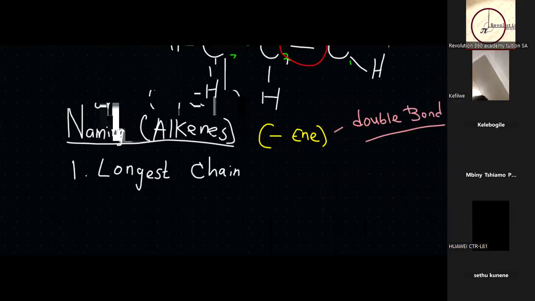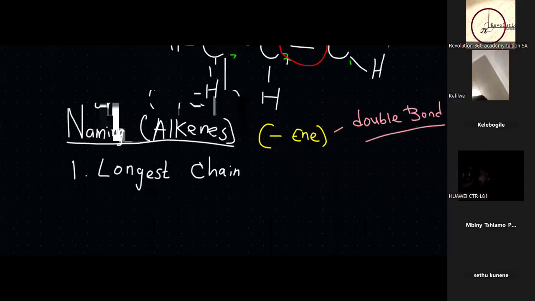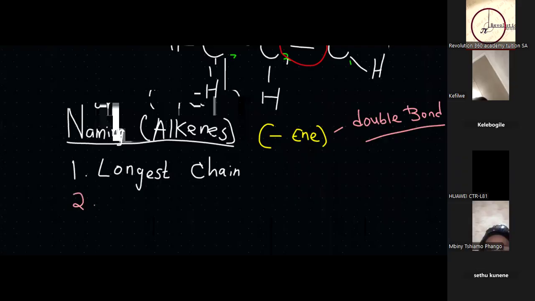And then after choosing the longest chain, number 2, the second point that you must know: in the case of ethene and propene, there's only one possible position for the double bond. In the case of ethene and propene, there's only one possible position for the double bond. What do I mean by that? I've explained ethene, and I even explained the first alkene that we're going to have.